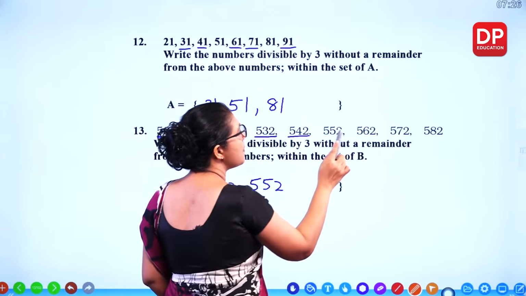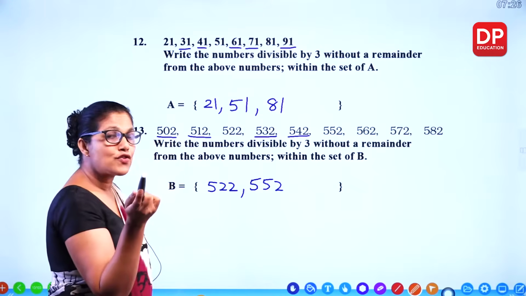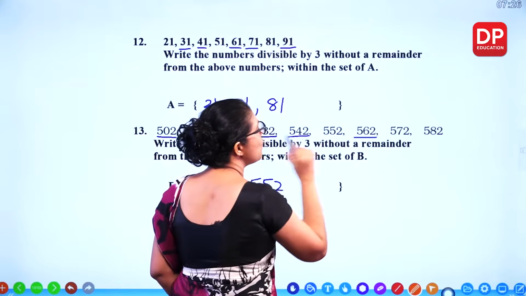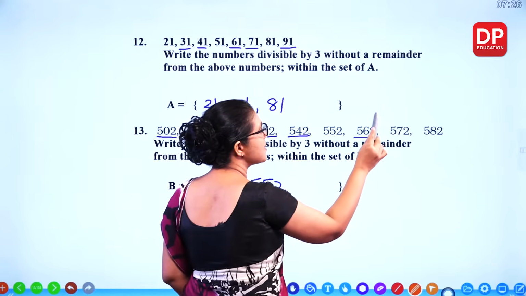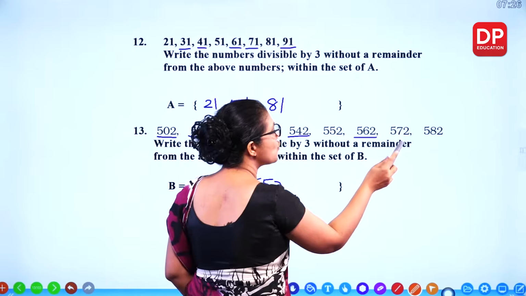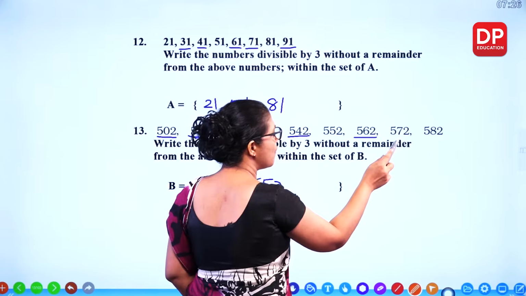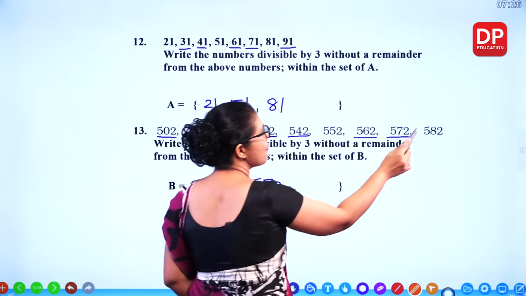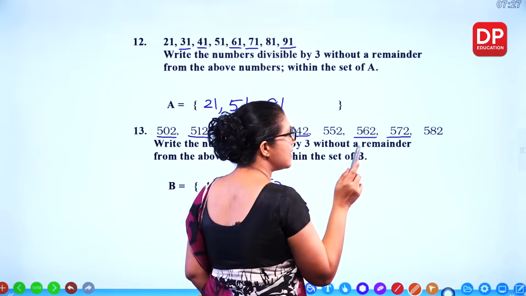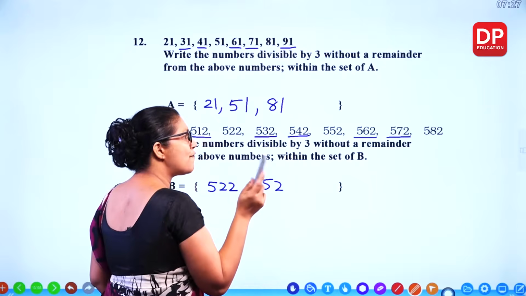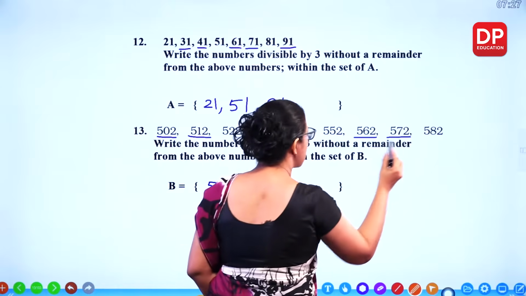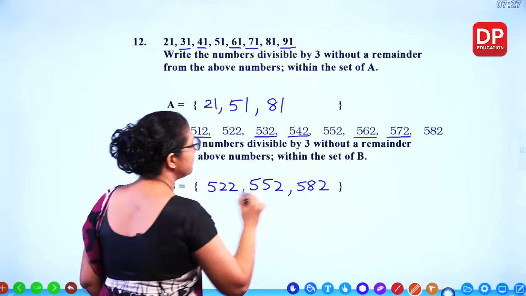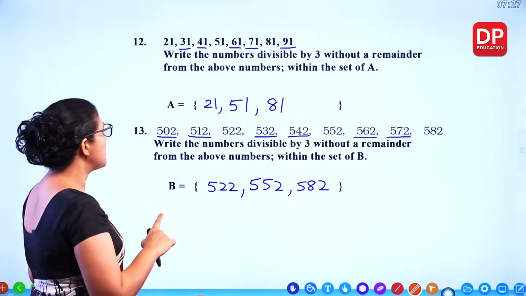562. 6 plus 5, 11. 11 plus 2, 13. 13 means 1 and 3, you are getting 4. 5 plus 7, 12. 12 plus 2, 14. 14 means 5. Not divisible. 5 plus 8, 13. 13 plus 2, 15. 15 means 6. That's divisible by 3. So these are the numbers divisible by 3.